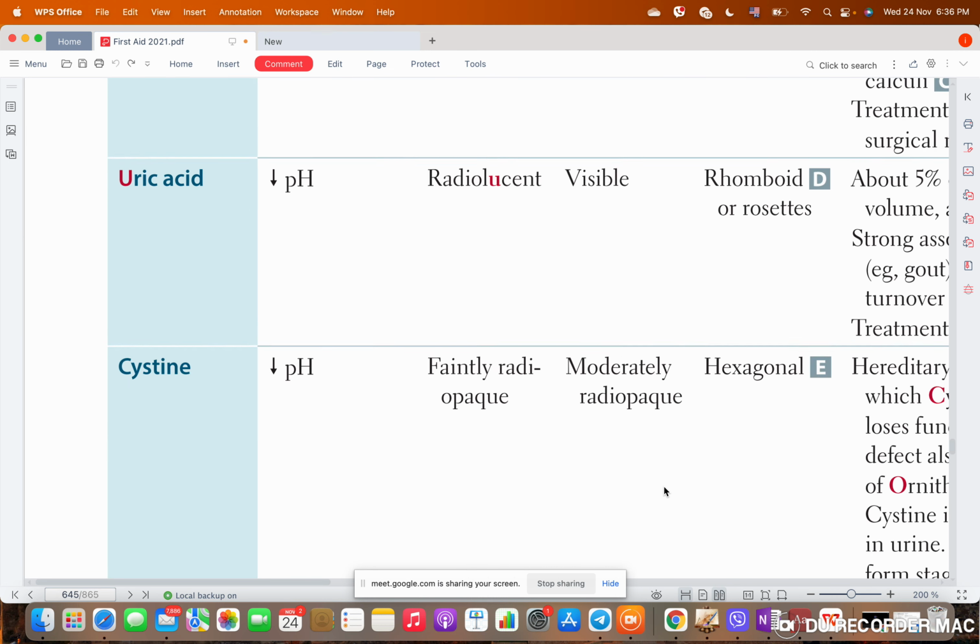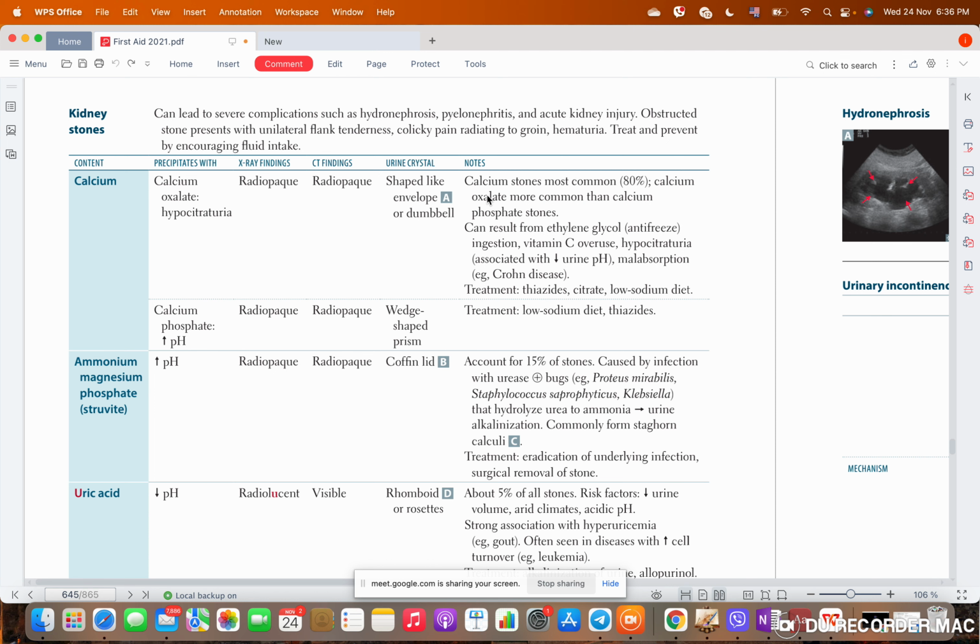After getting rid of the dumbbells, what else can we appreciate in this pathology? They write, calcium stones are the most common form of stones you can have. Calcium oxalate is more common than calcium phosphate. So the oxalate, the dumbbells, are the most dominant of them all. Remember when we spoke about a substance called ethylene glycol? I told you it's used as antifreeze for cars. Can someone tell me, regarding this ethylene glycol, which population is at high risk of ingesting it? Kids and alcoholics. Excellent. So it can result from ethylene glycol, the antifreeze, ingestion, and vitamin C overdose.